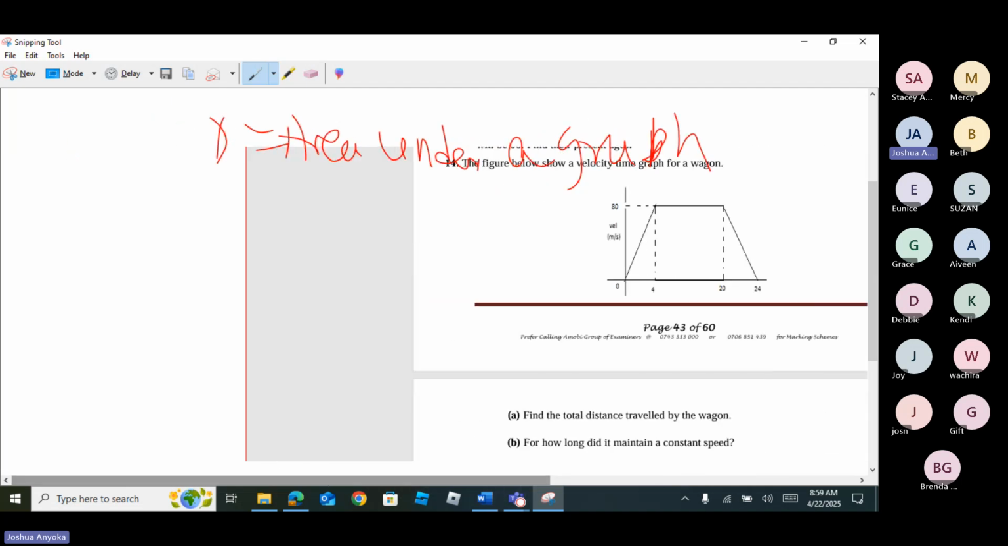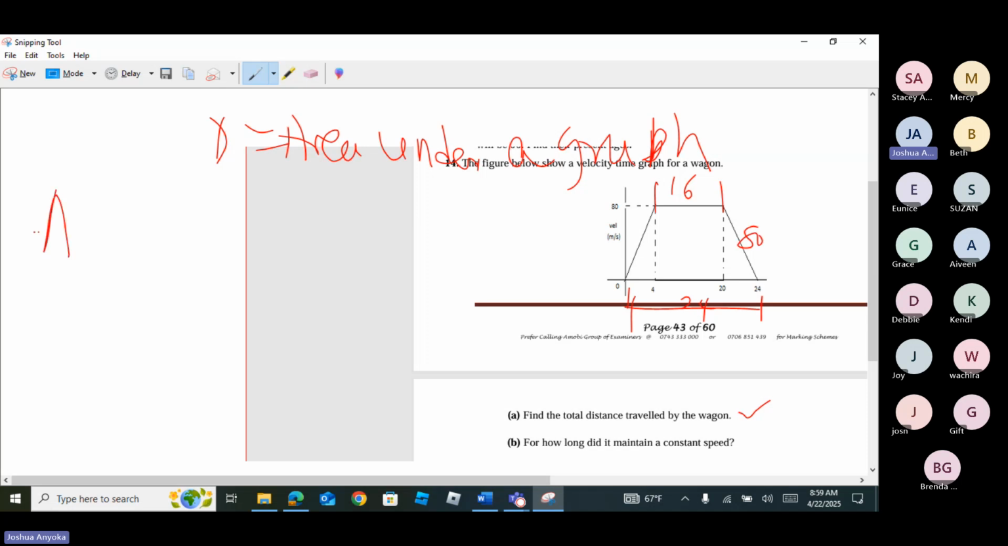So the area under a graph, this graph is in the form of a trapezium. So we need to find the area. So the total distance is the area under the graph. For the trapezium, from here to here, we have 20 minus 4, so we have 16. From here to this one, we have 24. And the height of the graph is 80.